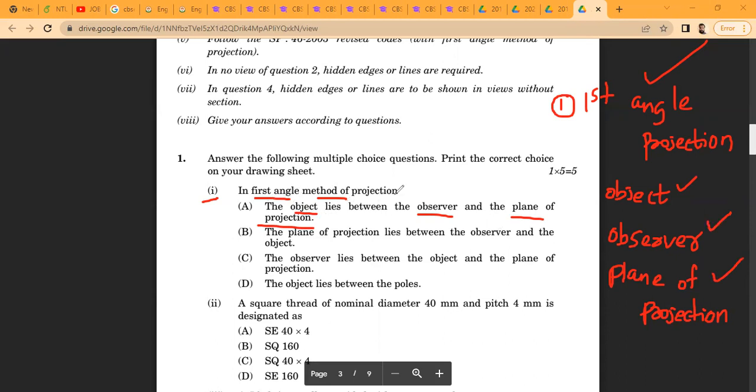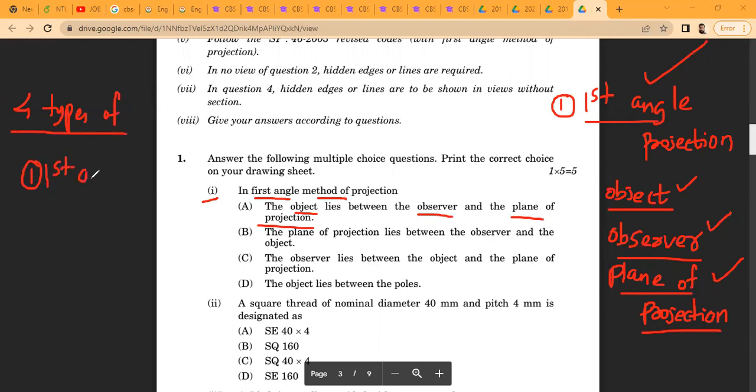Okay, so in first angle method of projection, where is the position of the object, where is the position of the observer, and where is the plane of projection? So we have to understand about different types of projections. There are four different types of projections. First is first angle projection, then second angle projection, third angle projection, and fourth angle projection.